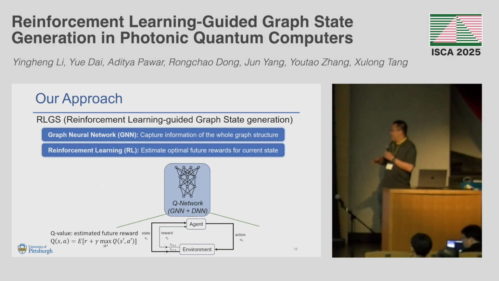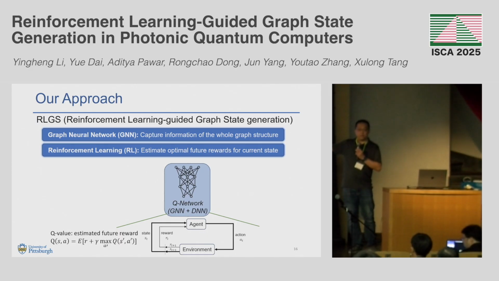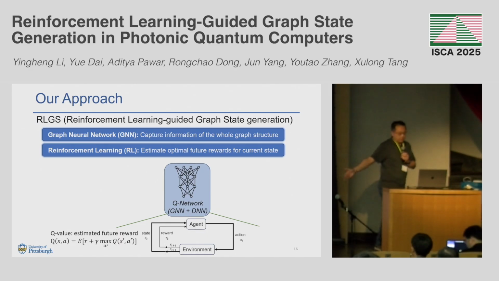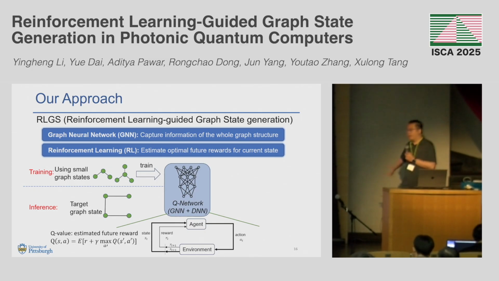I'm not intending to give a tutorial on the GNN or reinforcement learning, but I want to emphasize this is the basic flow for reinforcement learning, and we use that Q value, which is a reward function, to guide the generation sequence. For training, as I mentioned, we use a small-size circuit to train the Q network, and we apply inference on any unseen applications and unseen qubit counts.